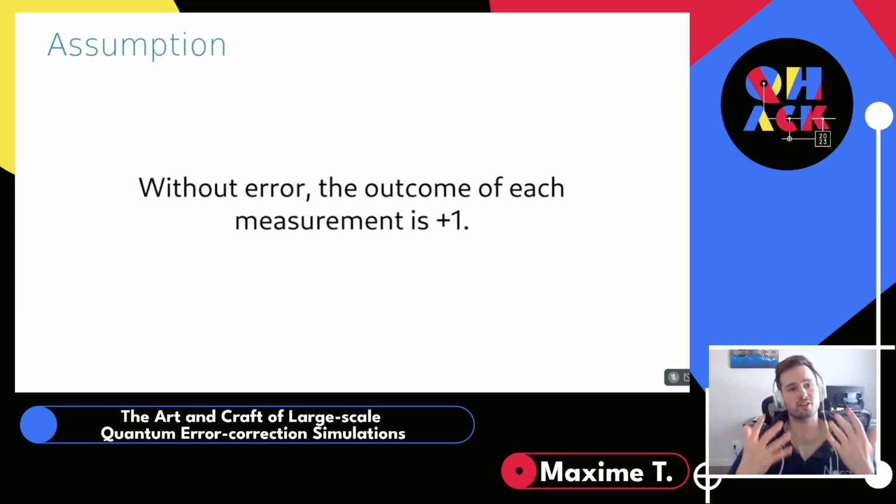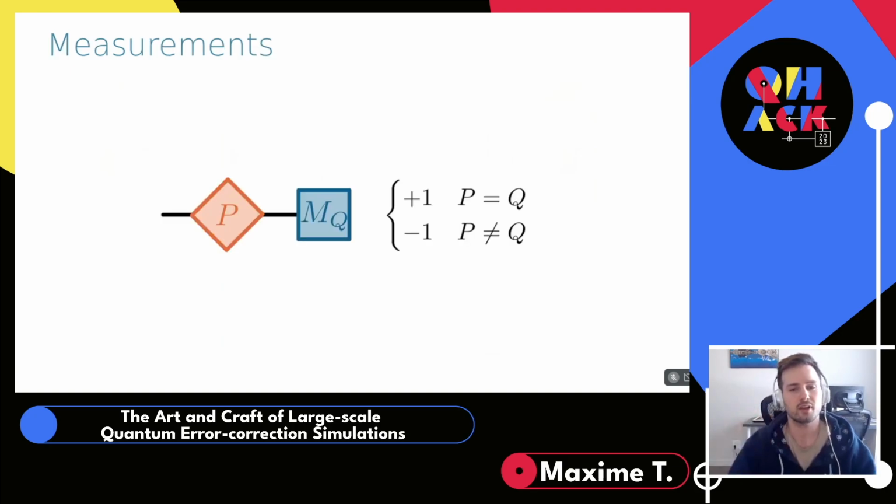And then we need to make an assumption to move on. This is not a necessary assumption, it's just helpful in this case. I will assume that without error, the outcome of each measurement is +1. You don't need to do that, but it simplifies the simulation quite a lot. And it's a fair assumption because everything +1 means that there's no error, everything is fine, no alarm. So this allows us to simplify the measurement quite a bit.